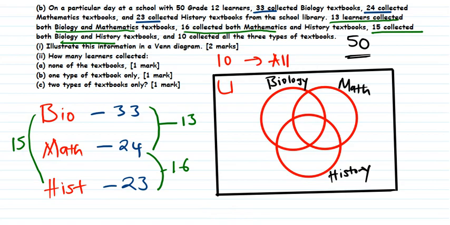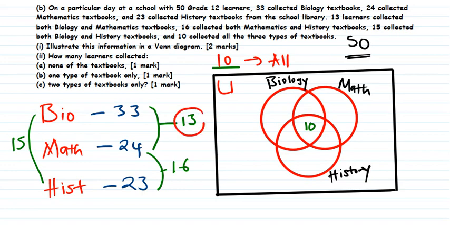We'll start with the all first of all. 10 of them collected all the 3 types of textbooks, so we'll start with that, and that's going to be 10. Now as you move to the other intersections, we have to be subtracting now. Okay, so let's focus now. So we'll start with this 13. 13 is for both biology and mathematics, so we have to remove the 10.